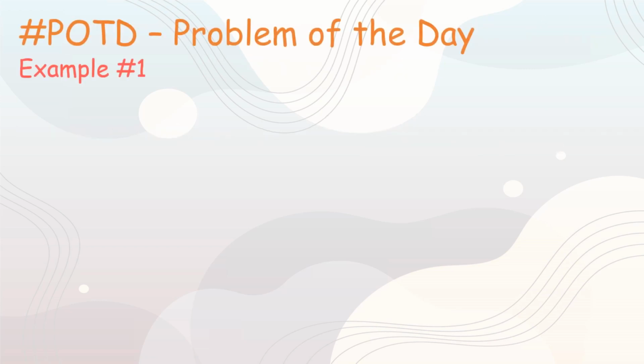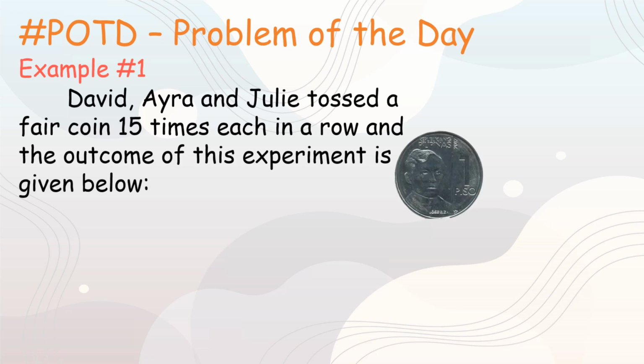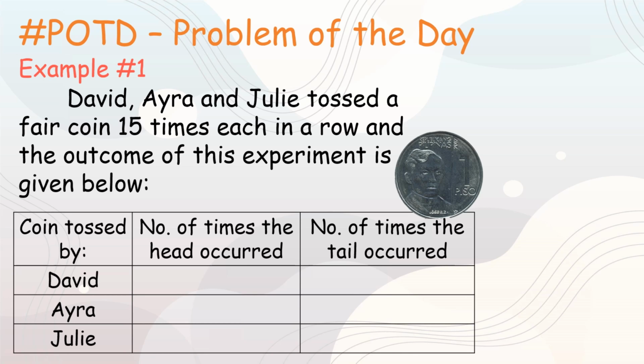Okay, hashtag POTD, problem of the day. Example number 1. David, Ira, and Julie tossed a pair of coins 15 times each in a row, and the outcome of this experiment is given below. So, meron tayong tatlong bata, no? Si David, si Ira, and si Julie. Then, bawat isa sa kanila ay 15 times silang magtotos ng coins. Okay. So, we have here coin tossed by David, Ira, and Julie. We also have the number of times that the head occurred and the number of times that the tail occurred.